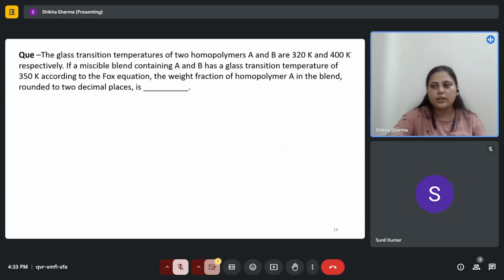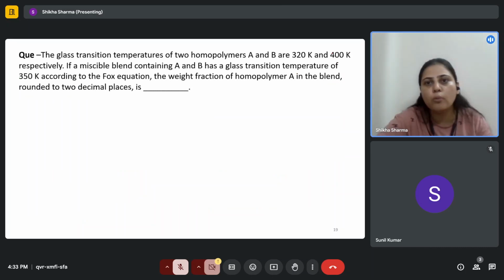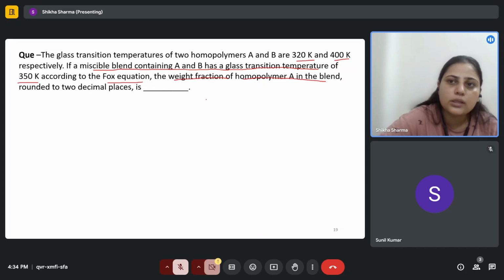So let's move to the next question. The glass transition temperatures of the two homopolymers A and B are 320 and 400 Kelvin respectively. If we are making a miscible blend of the A and B homopolymers, then a glass transition temperature of 350 Kelvin is achieved according to the Fox equation. We need to calculate the weight fraction of the homopolymer A in the blend. So this is a numerical problem.